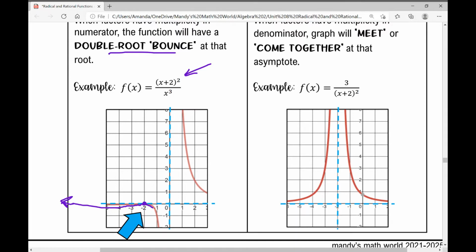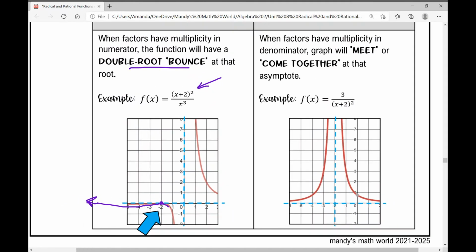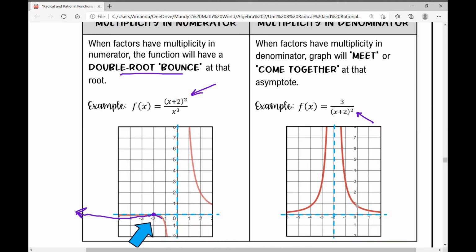When you have multiplicity in the denominator, for example, right here, (x plus 2) squared, what happens is the function will meet or come together at that asymptote. So what you have here is an asymptote at x equals -2. That's the asymptote. And this function, as you can see, is on the same side of the horizontal asymptote.